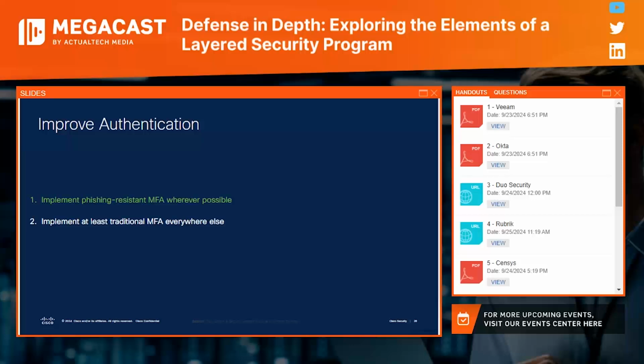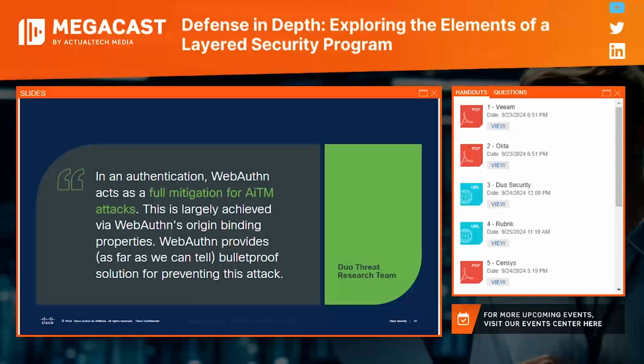So when we think about phishing resistant MFA, our threat research team at Duo, which we still have in-house, found that WebAuthn, which is a form of passwordless authentication, is a full mitigation for AITM attacks. This is largely achieved because WebAuthn has an origin binding property. Basically, it's not fooled by the switch in domain. So when you put up that skin or that URL, WebAuthn won't work there because it knows that it's not the right domain to be adding the passkey to. And so this is a great finding.